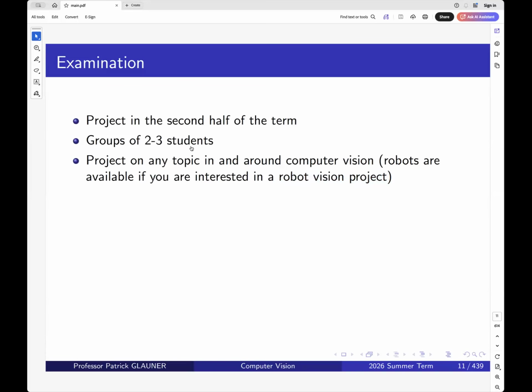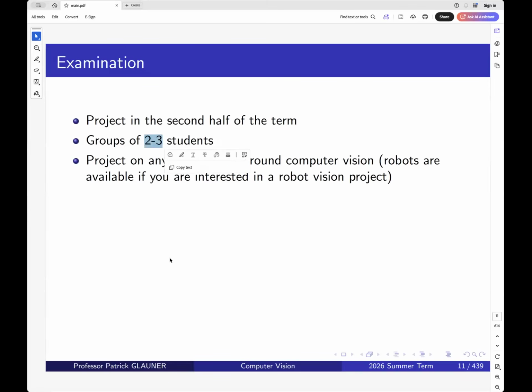And I had already informed you in the iLearn course when you can pick your robot in case you want one. That's on April the 10th. I put that in the news in the course. But this is something that becomes more relevant in a couple of weeks. There will not be a written exam. This whole examination will be a group project.